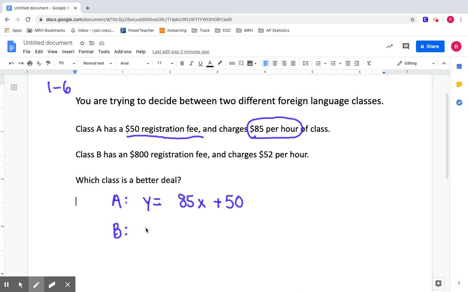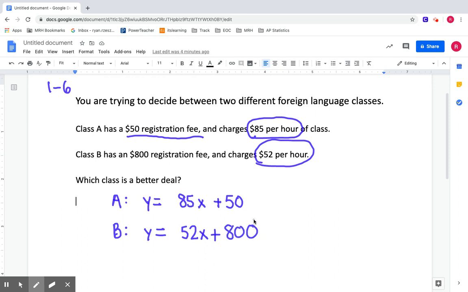The second class is way more expensive to sign up. They want $800 off the bat, but they are cheaper in the long run. So it depends on how long you're going to be doing this class for. So I'm going to go 52x plus 800.